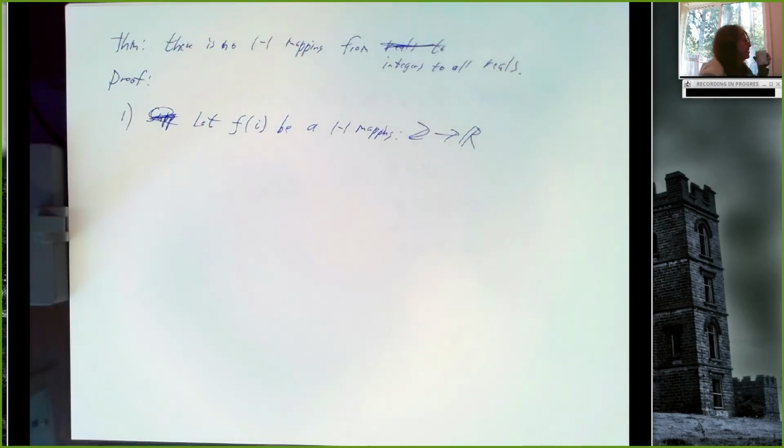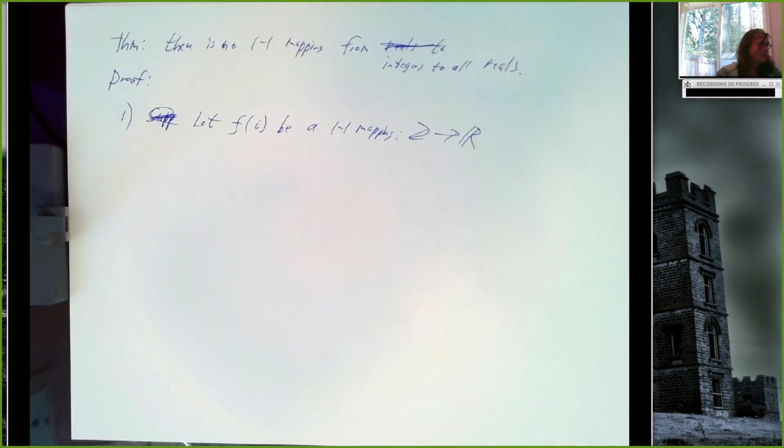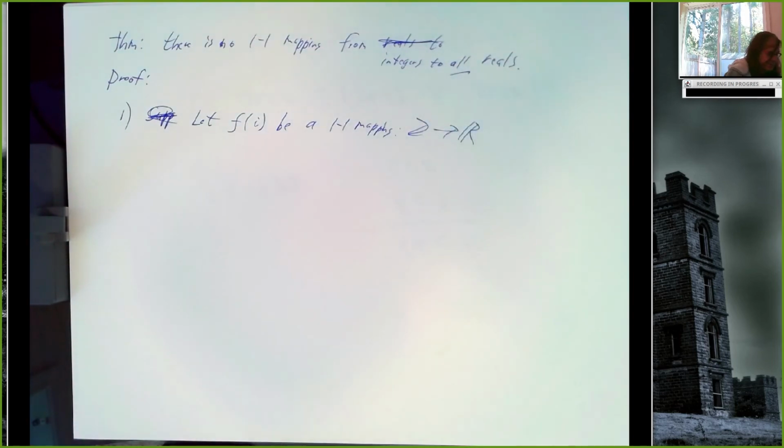All right, got the basics set up? Can't we map all of the integers to reals? Yes, but you end up with reals left over. Right, okay. So that's why I put the "all" in there. Got it. Okay. All right, so how are we going to do this?